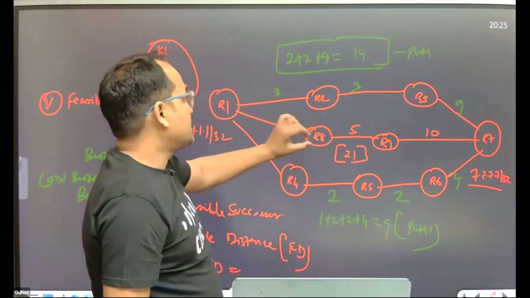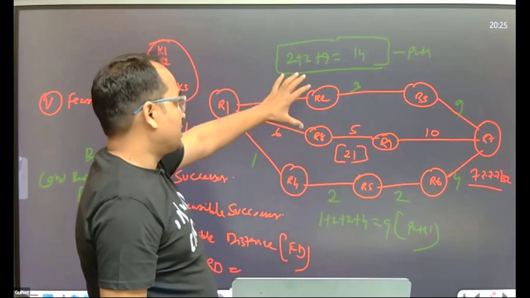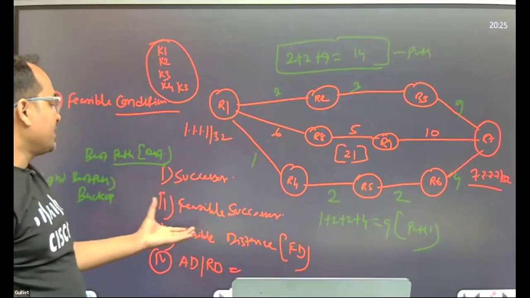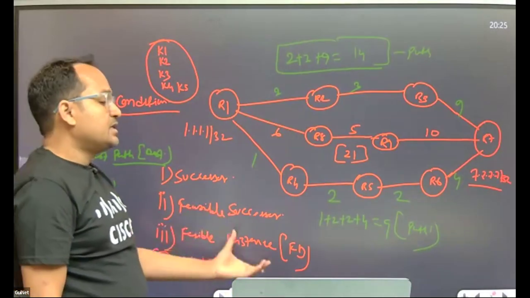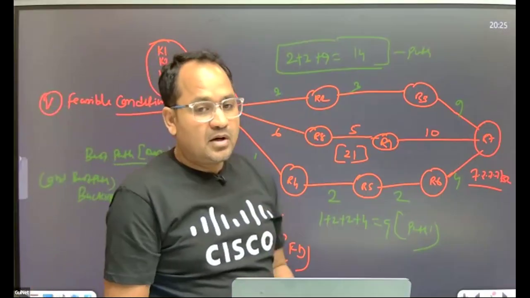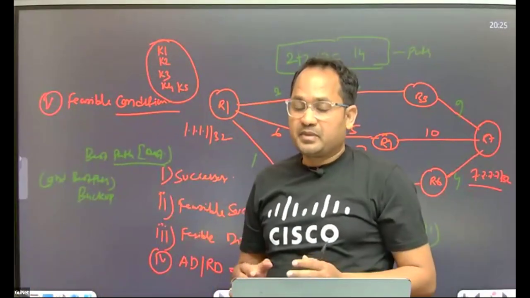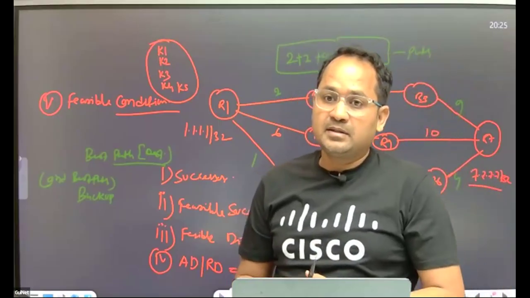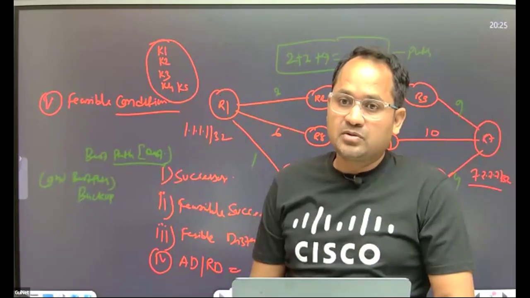So this is not going to be your second best path. This is your second best path. Although we have 3 paths, the successor is going to be your best path. Feasible successor is going to be your second best path. Now, is it clear, right? Successor versus feasible successor. Is it clear to everyone? Yes, sir. No doubt. Tarun, you clear also?